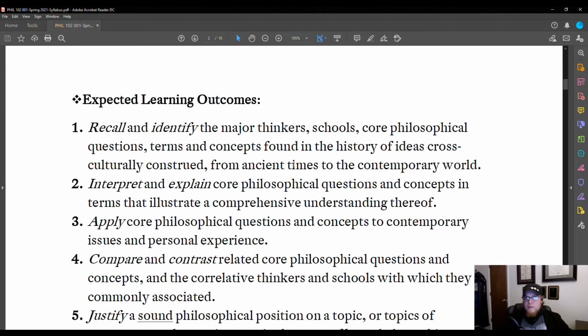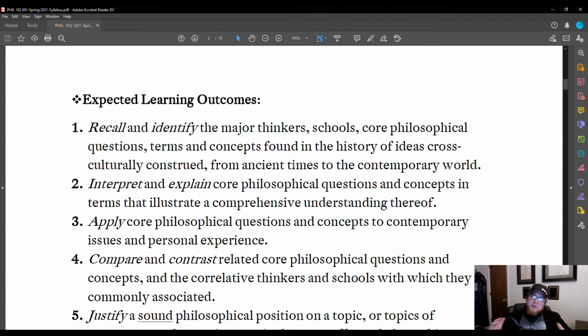So therefore, what are the expected learning outcomes of the course? What do I expect you to get out of it? Recall and identify the major thinkers, schools, core philosophical questions, terms, and concepts found in the history of ideas cross-culturally construed from ancient times to the contemporary world.